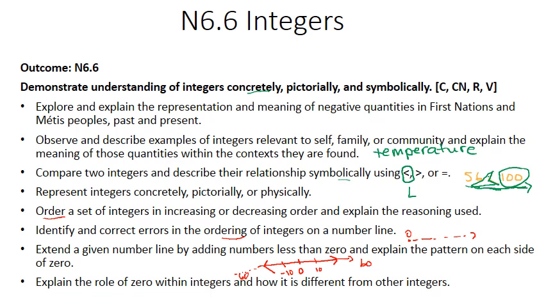Explain the role of 0 with integers and how it is different from other integers. So 0 is kind of that middle ground. It is neither positive nor negative. It is right in the middle. It represents no quantity. It's just 0.